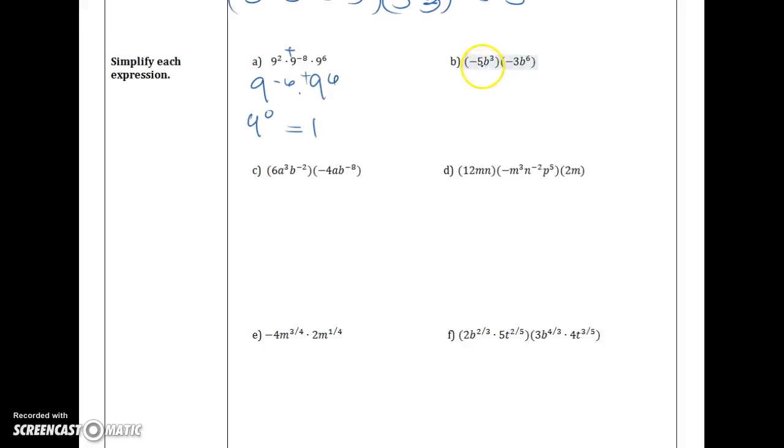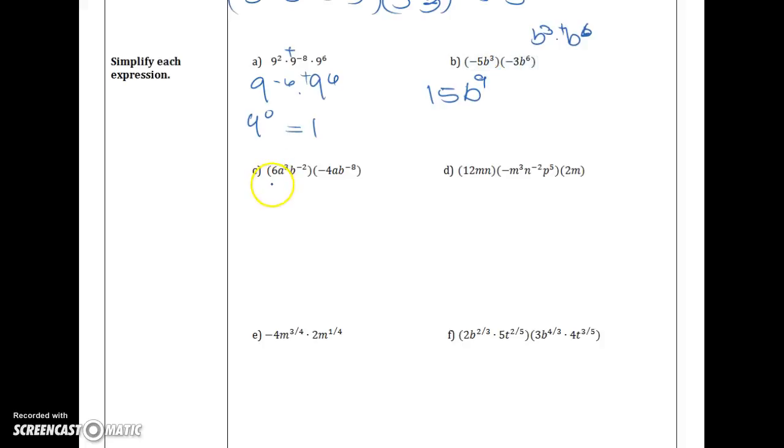Now, one thing I do want you to know, this looks a little bit different, but it's not gnarly. I'm going to basically just multiply negative 5 times 3 first and that gives me 15. And then b to the 3rd times b to the 6th. They have the same base. So I'm going to add the exponents and get b to the 3 plus 6, 9. 15b to the 9th power.